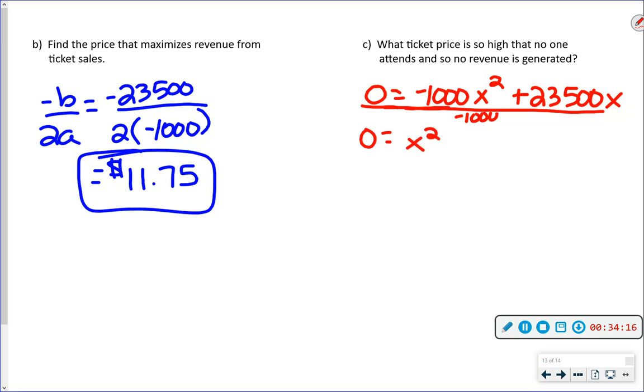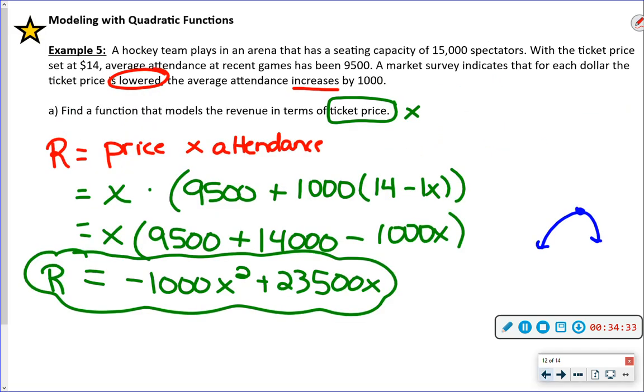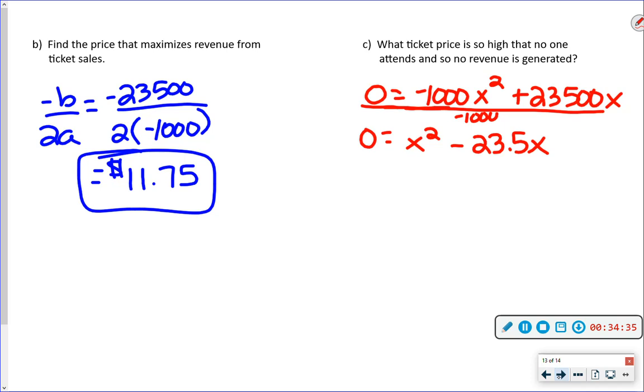What's 23,500 divided by 1,000? You can use your calculator. Negative 23.5. Thank you. Now you're like, oh my gosh, a decimal, that's so awful. And I'm like, no, it's not. Because remember I said I'm going to try to factor on it. I'm not scared of a decimal answer, because, I mean, with money, decimals are going to happen here. I can factor on that super fast. What can I take out of each of those? x. We are almost done.